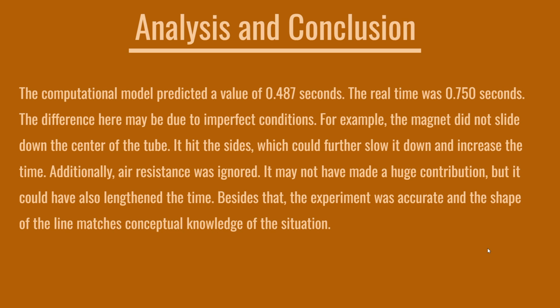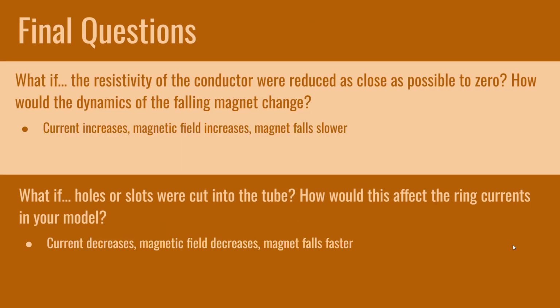But besides that, everything is accurate and the shape of the line matches the conceptual knowledge of the situation, right? So for some final questions, if the resistivity of the conductor were reduced, basically the current would increase, the magnetic field would increase, and the magnet would fall slower. And if there were holes or slots cut in the tube, the current would decrease, the magnetic field would decrease, and the magnet would fall faster.